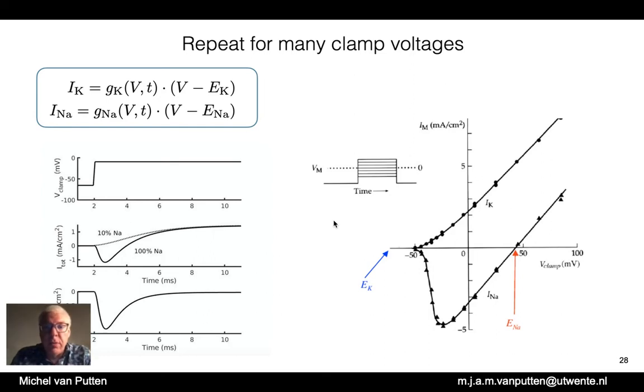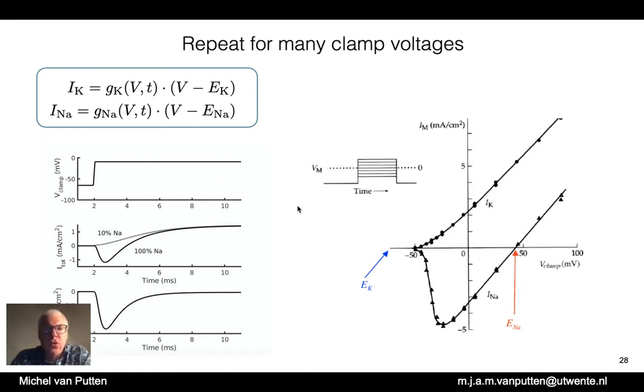Now you can repeat this experiment for many clamp voltages. And then, for instance, you can look at the maximum value of the current during that experiment. And then you can make graphs as shown here on the right side. So you apply different voltage steps.